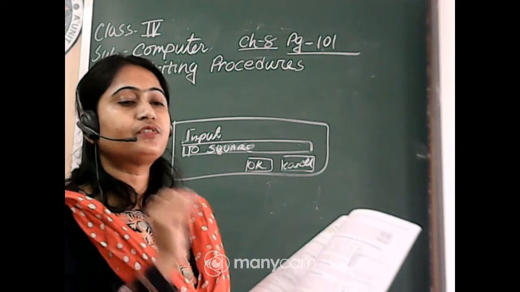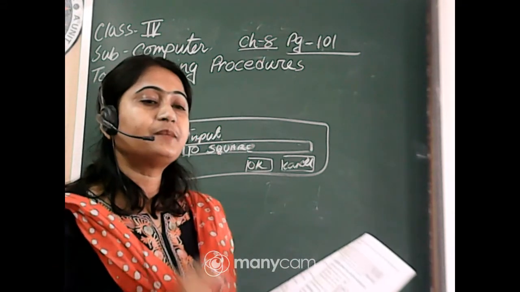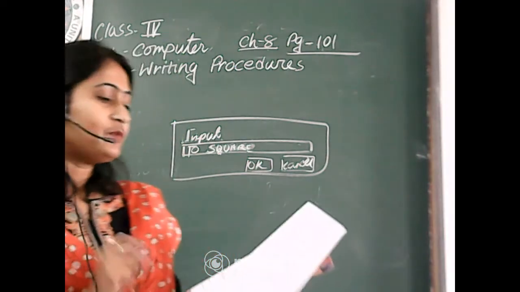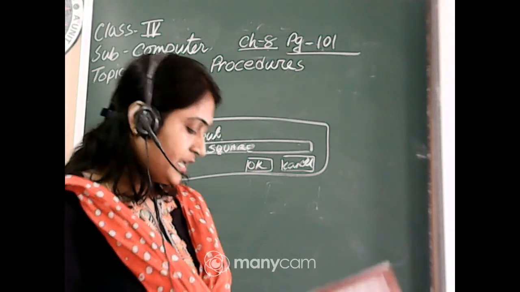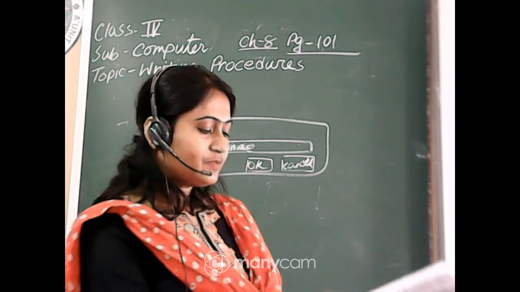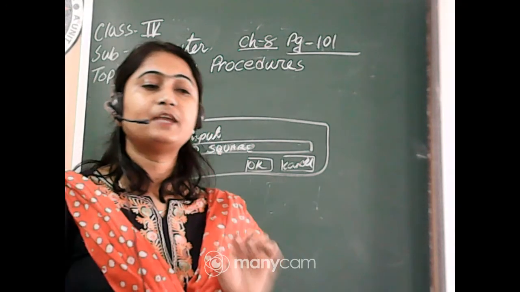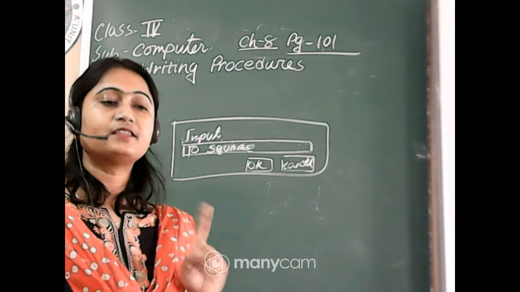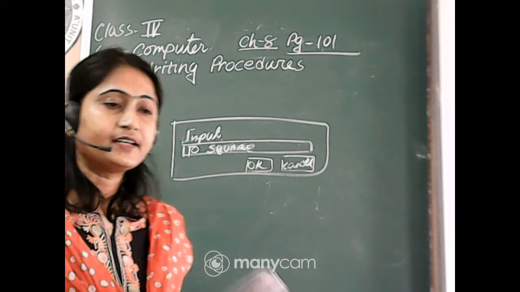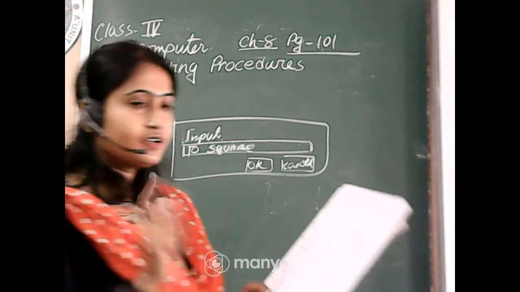If you want to execute the procedure, you have to write the procedure name in the input box. Only type the name of the procedure. Here it is square. You just write square and press the enter key, and then you can see on the screen there is a square.